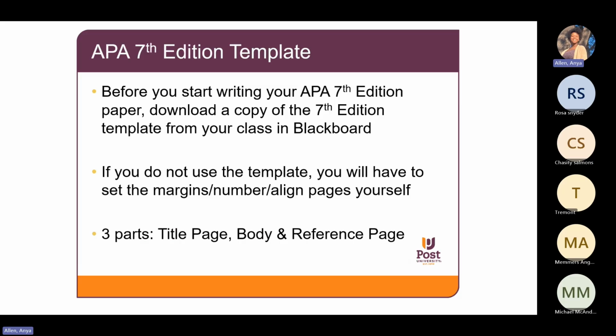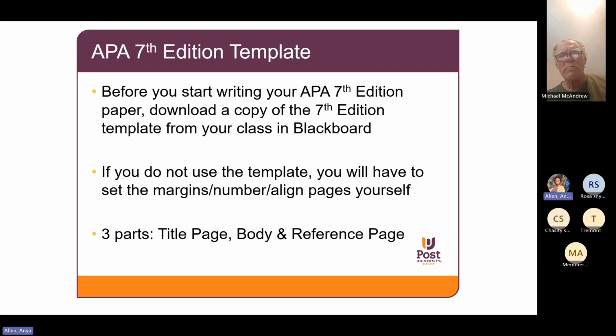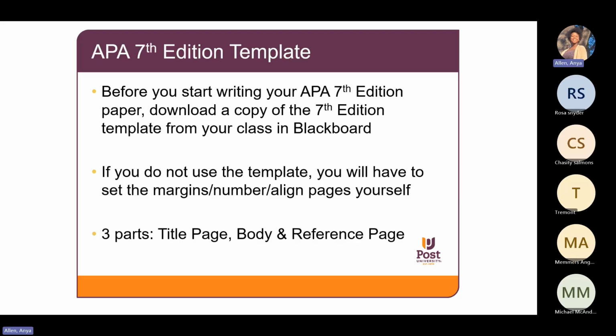So for the 7th edition template, before you start writing your APA 7th edition paper, you want to make sure that you download a copy of the template from your class in Blackboard. If you don't use the template, then you'll have to set all of the things that are preset in the template already. You'll have to change the margins, number the pages, and do this in a very specific manner so that it has APA format. So I definitely recommend utilizing that template.